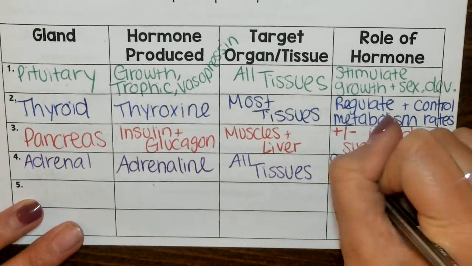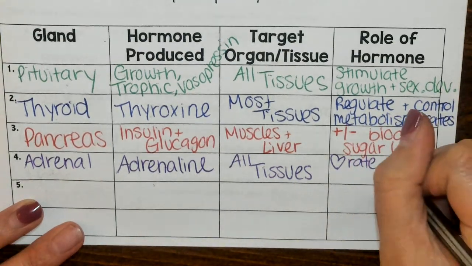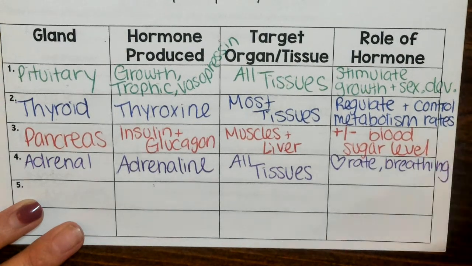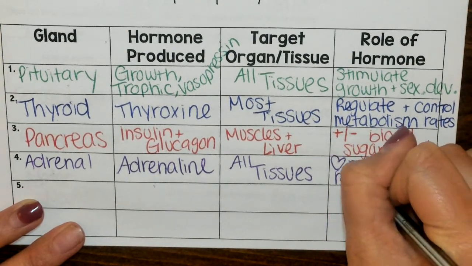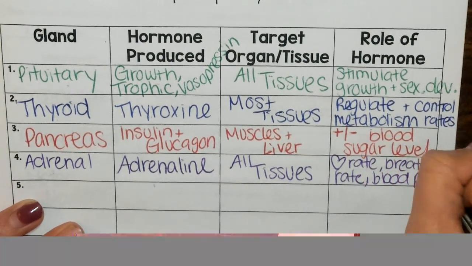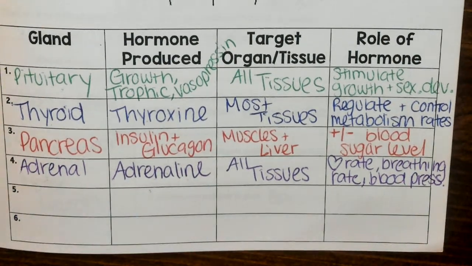What adrenaline does is it affects your heart rate. I'm going to draw a little heart there. It affects your breathing rate. I don't have enough time to draw lungs. Breathing rate and your blood pressure. So that's the role of adrenaline.